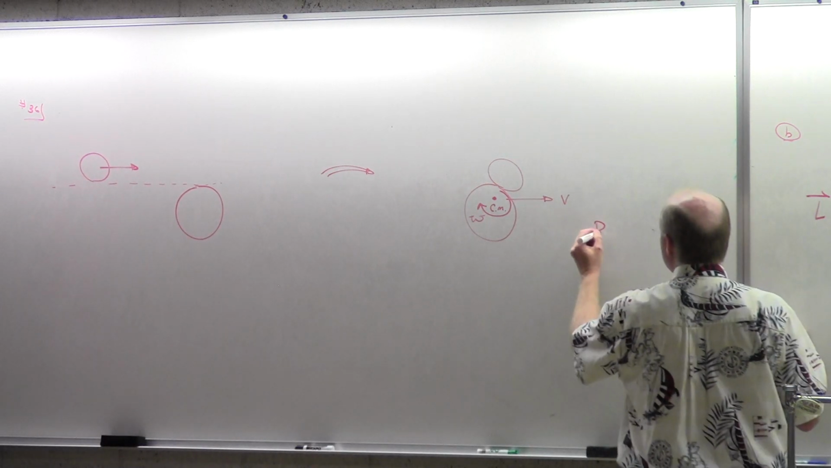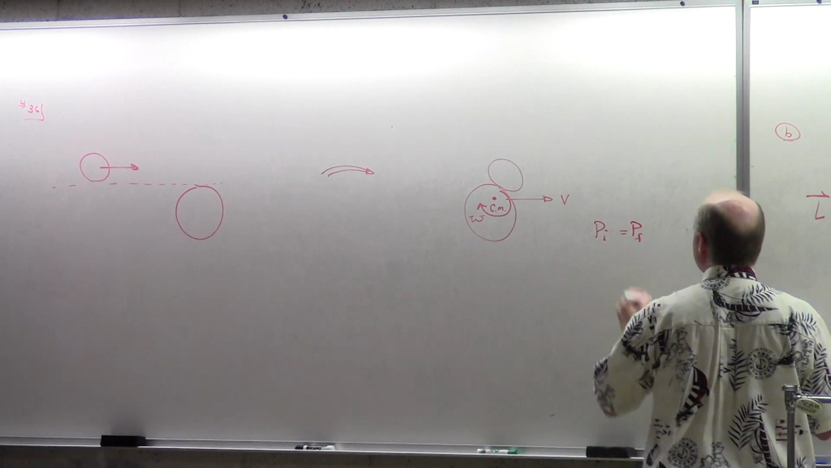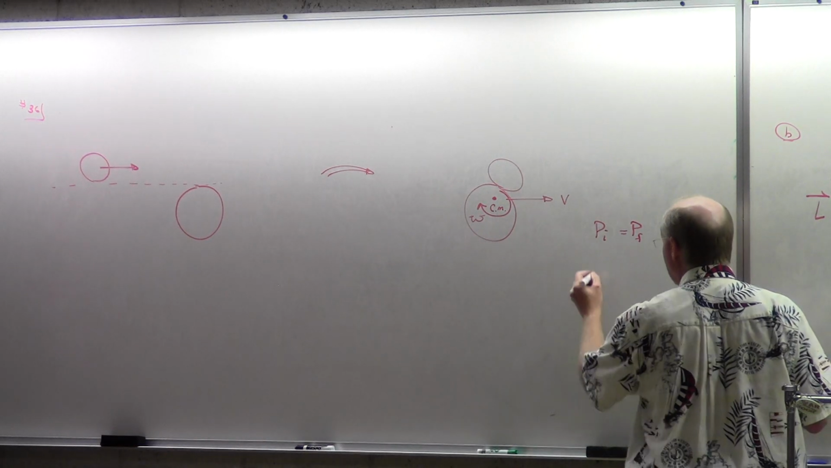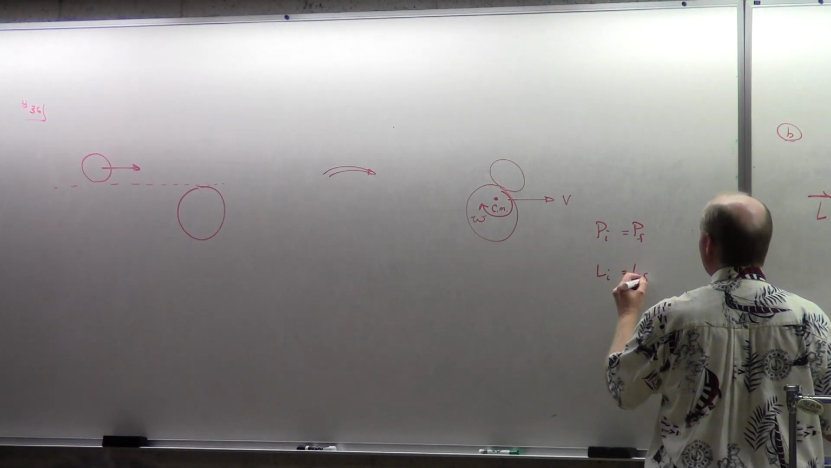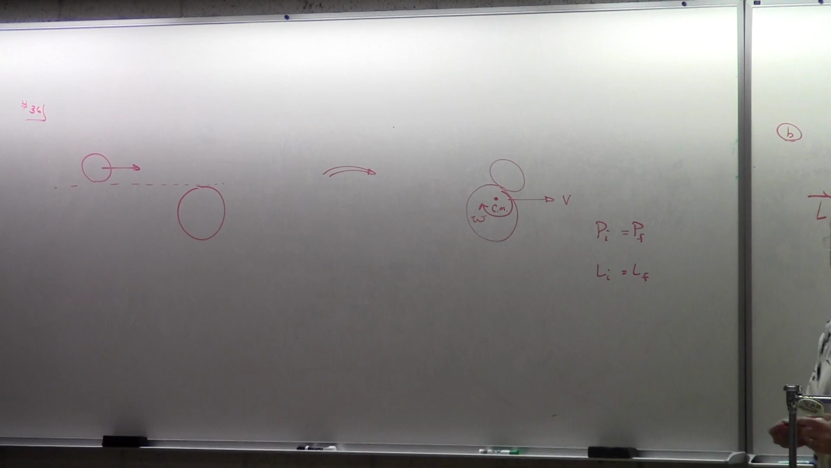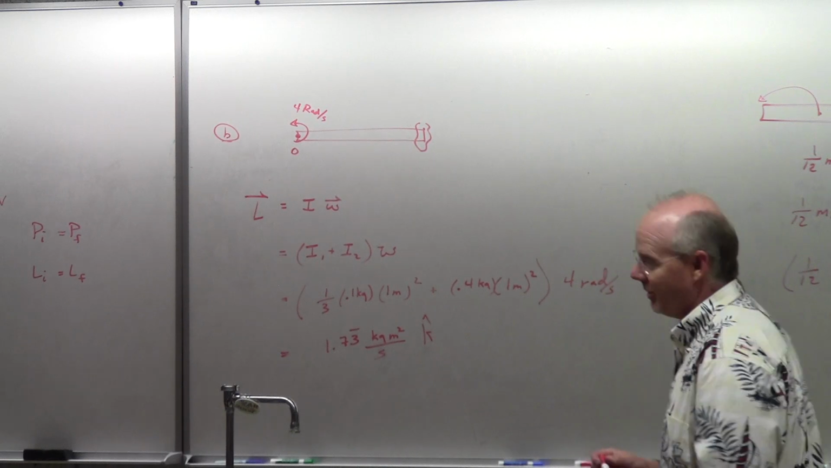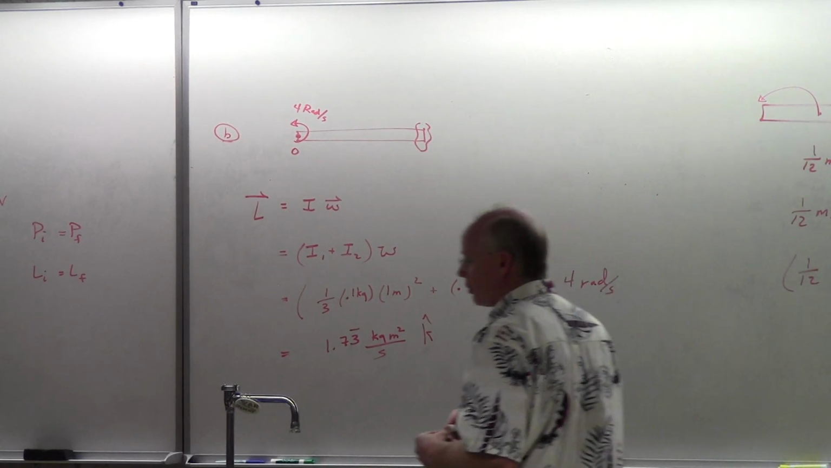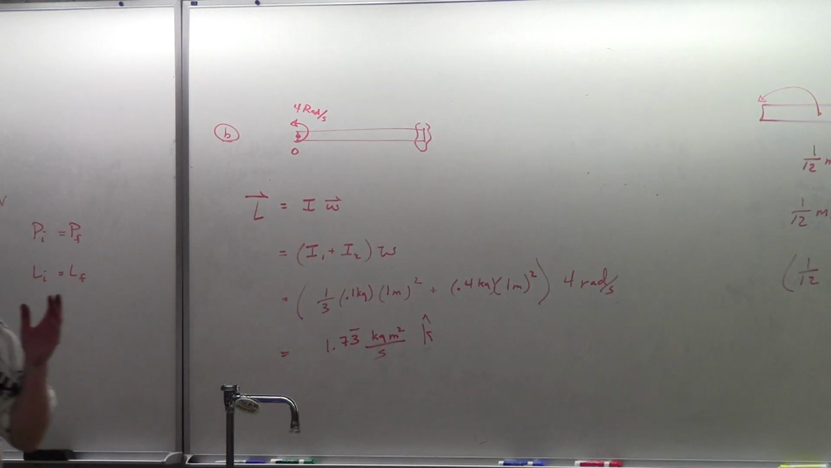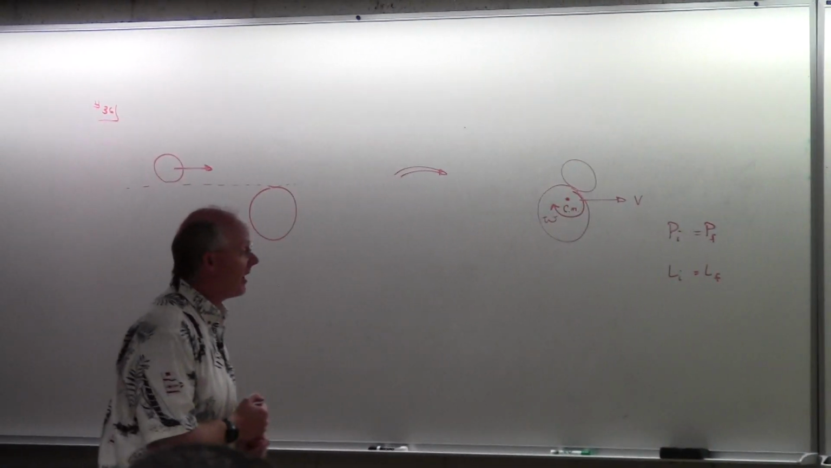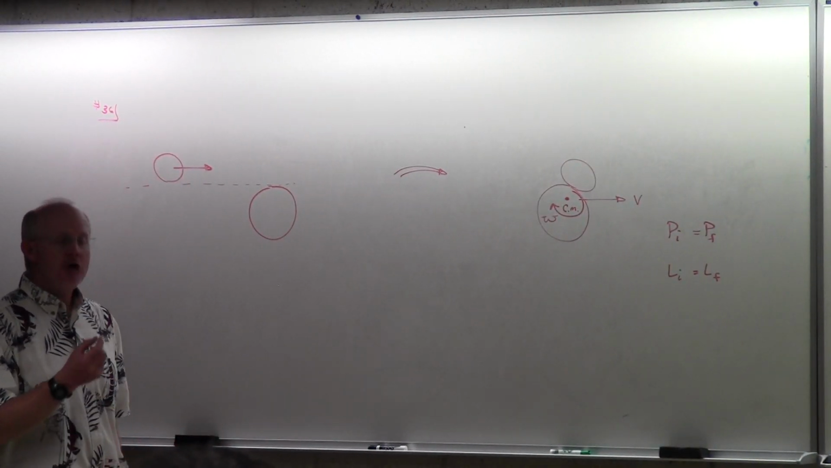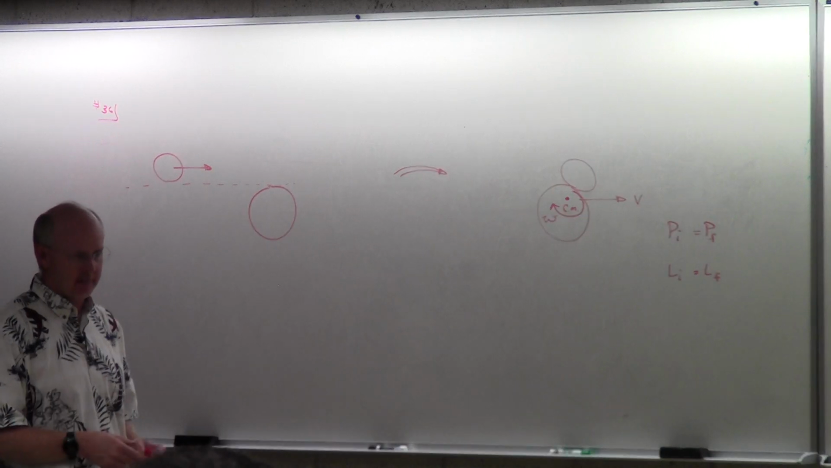So what we're saying here is the initial momentum is equal to the final momentum, as well as the initial angular momentum is equal to the final angular momentum. It is a hard problem because you have to use conservation of linear momentum and angular momentum. Both of those are true. And here's where I think it even gets harder, and maybe I better spend more time on it on Wednesday, is when you go to calculate angular momentum.